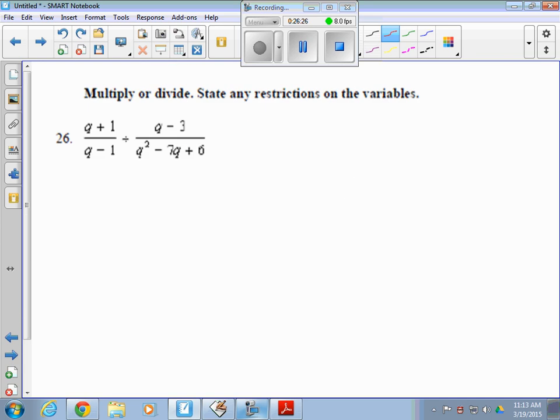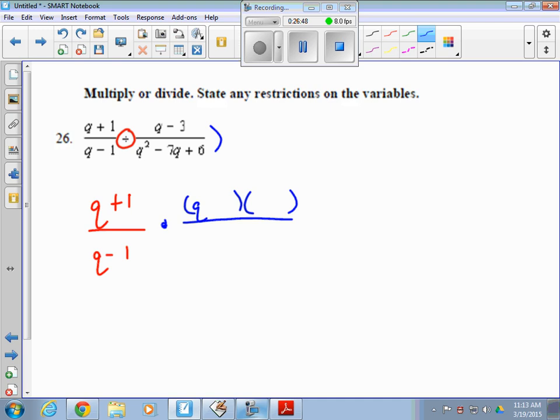Number 26, multiply or divide, state any restrictions. Division tells you need to multiply by the reciprocal. So the first fraction stays as normal, q plus 1 over q minus 1. It becomes multiplication, and it uses the reciprocal. Factor out the bottom and make it into the top.